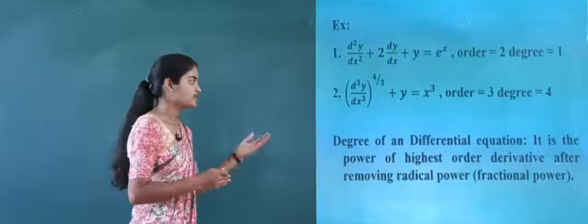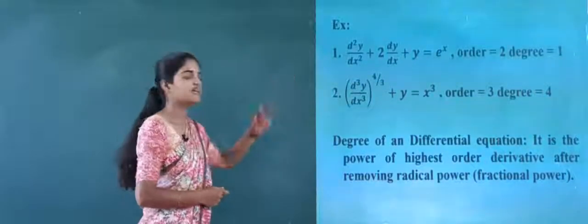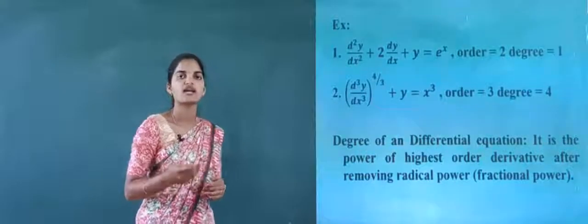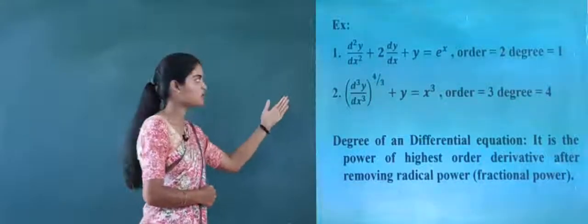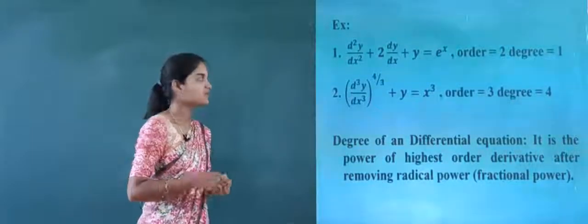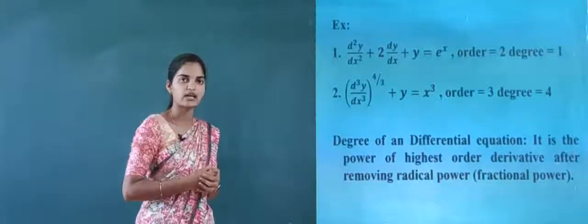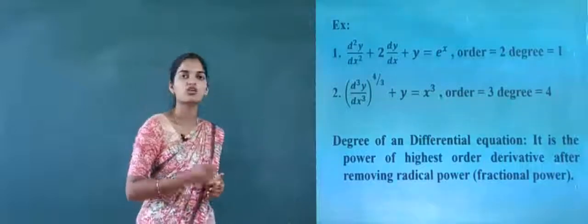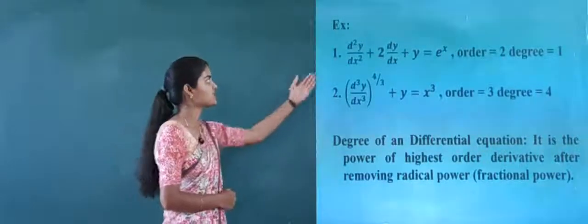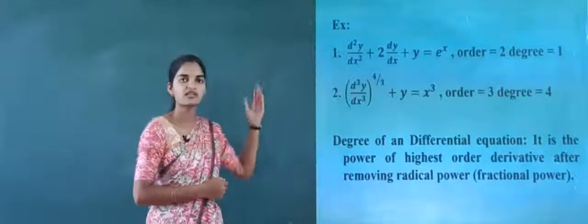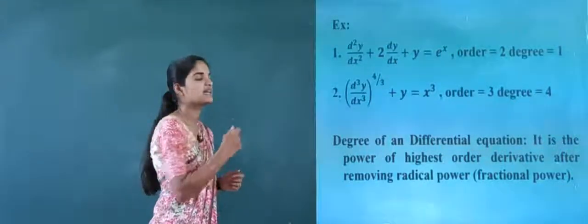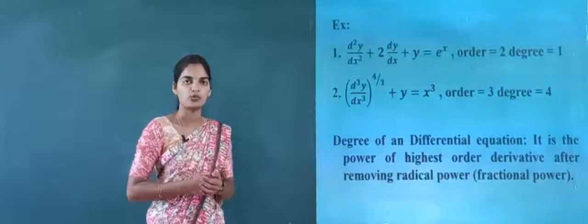To understand this, I have taken again the same two examples which we considered for order. The first one is d square y by dx square plus 2 dy by dx plus y is equal to e raised to x. There you can see degree is equal to 1, I have written. Why? Because d square y by dx square is the highest order derivative and its power is 1. Therefore the degree is equal to 1.